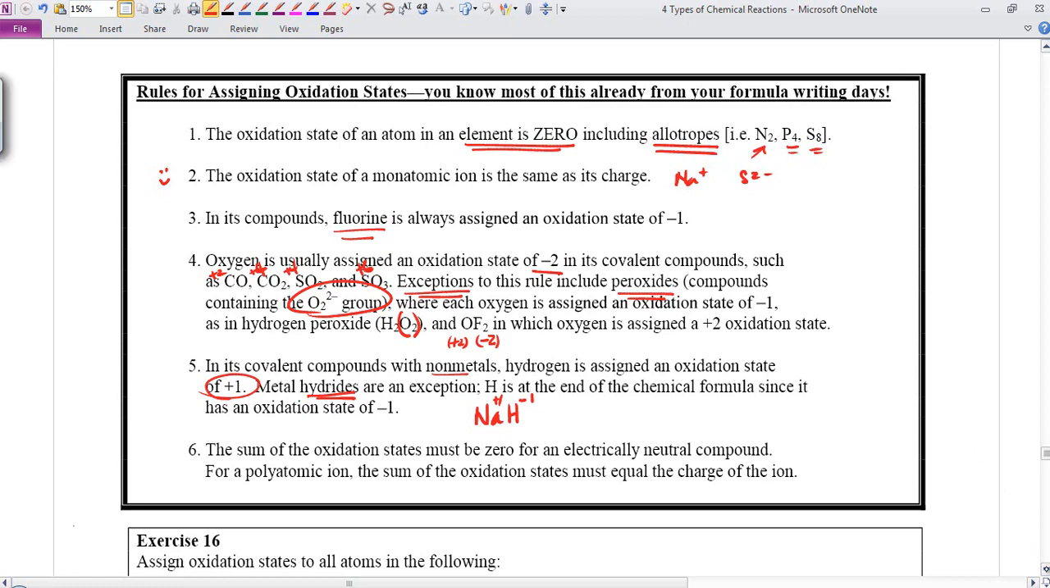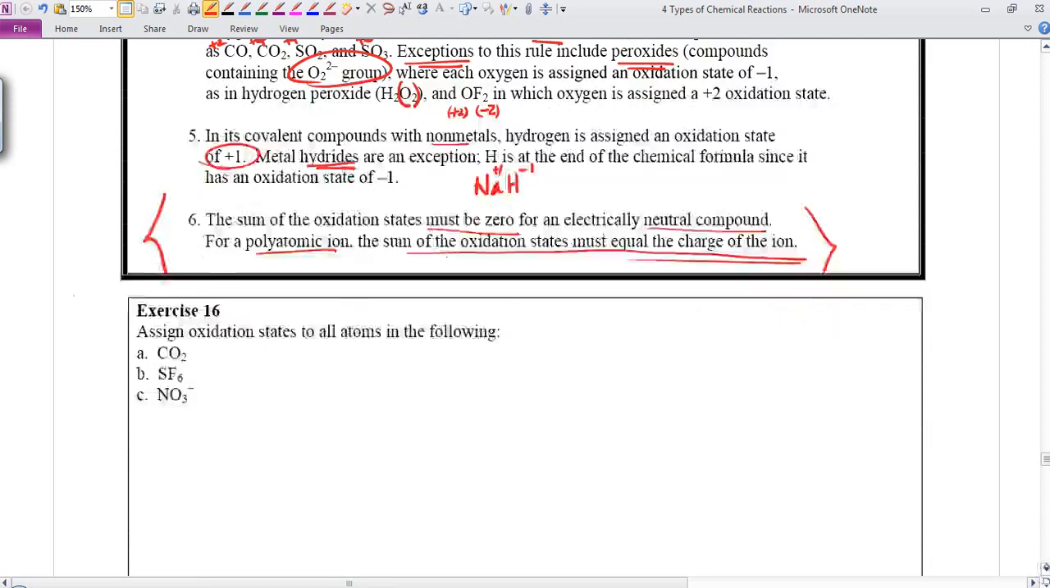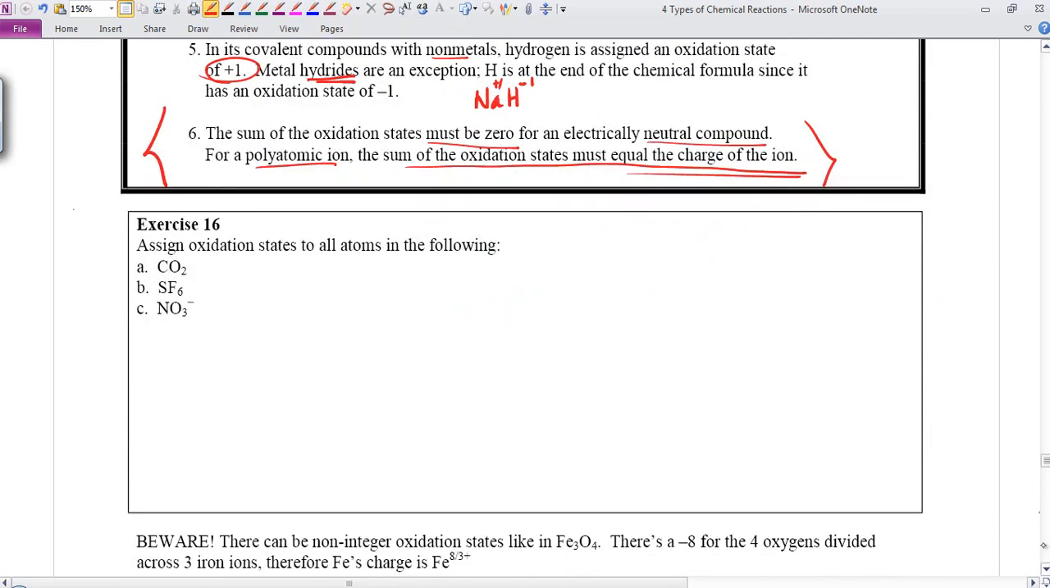That's a tricky business. All right, then the sum of all the oxidation states must be 0 for an electrically neutral compound. And for a polyatomic ion, the sum of the oxidation states must equal the charge of the ion. So let's practice a little bit. You knew that was coming, right? All right, so I'm going to write these nice and big. CO2 as a molecule, SF6 as a molecule, and the nitrate ion with a charge.